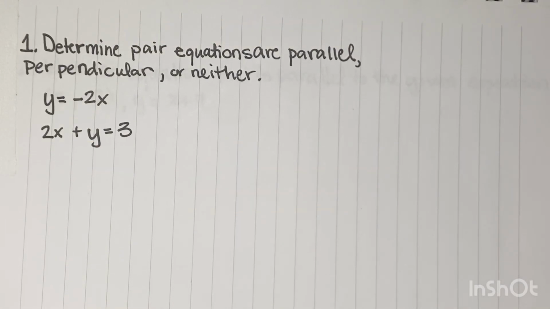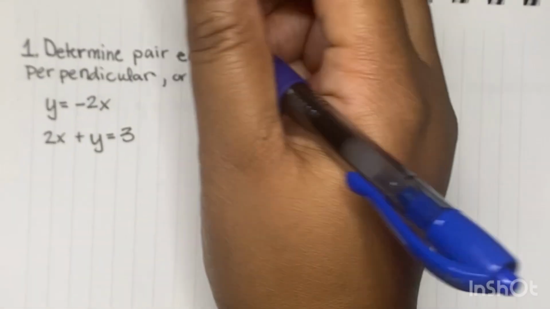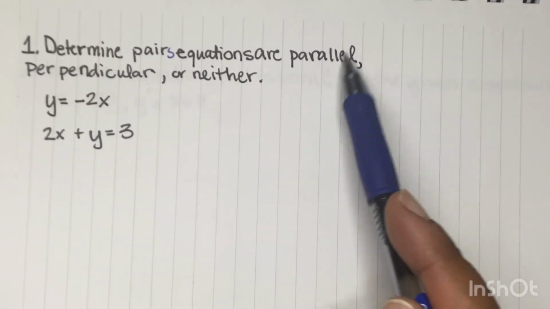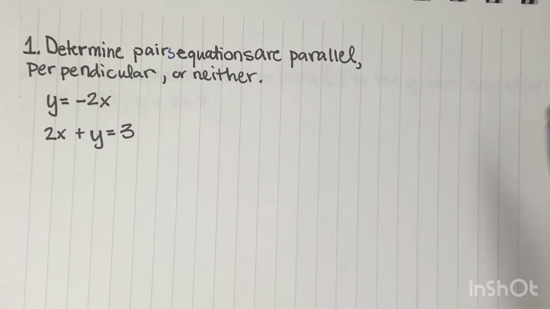Alrighty, we're going to be doing parallel lines, Algebra 1. So it says determine pair equations are parallel, perpendicular, or neither. So it should say determine if the pairs of equations are parallel, perpendicular, or neither. Anyways, we're going to tell if these are parallel, perpendicular, or neither.